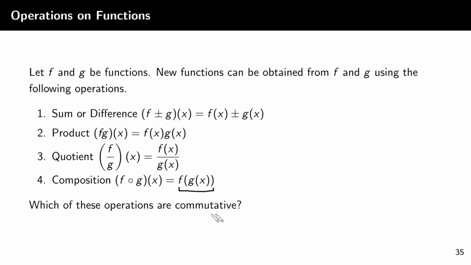So, aalamin din natin kung alin dito yung commutative. But, from the fact that we know that addition and multiplication are commutative, so yung sum and product, since the sum and product of two functions is just the sum and product of the individual values of the functions at x, and sum and products are commutative, then those operations are also commutative. So, yung hindi commutative, obviously, ay yung difference. So, not commutative.